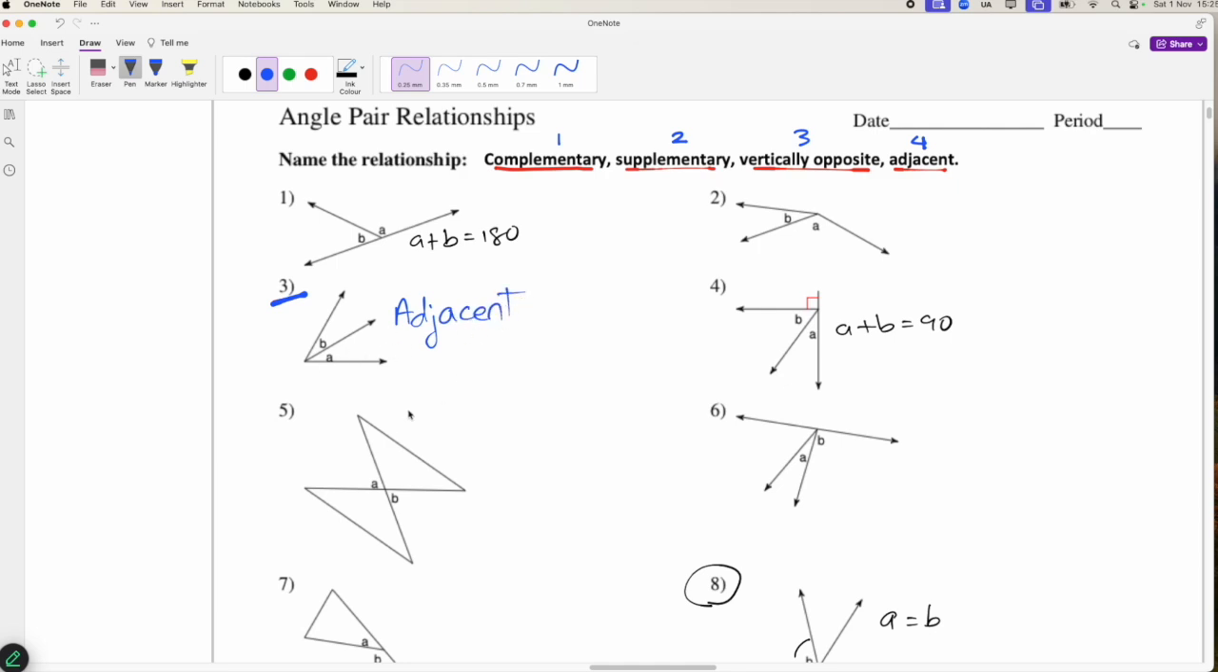It doesn't have any particularly knowledgeable features. We don't know the relationship between A and B. All we know is that they share this side, and if they share a side, they're adjacent. So it's not complementary, it wasn't vertically opposite, but they are adjacent. What about number 2? Real quick, anybody? They are also adjacent, yes.